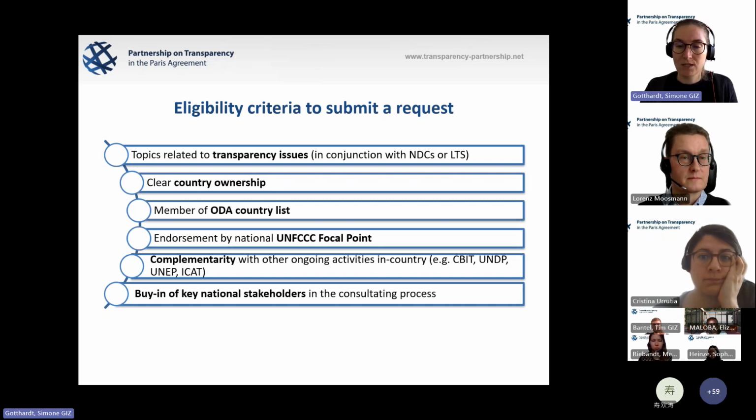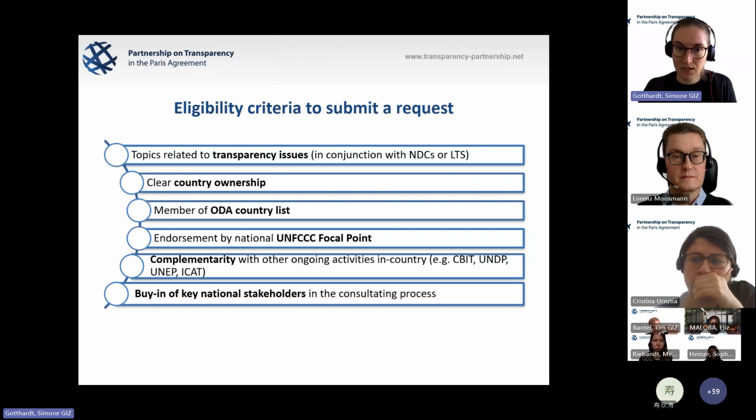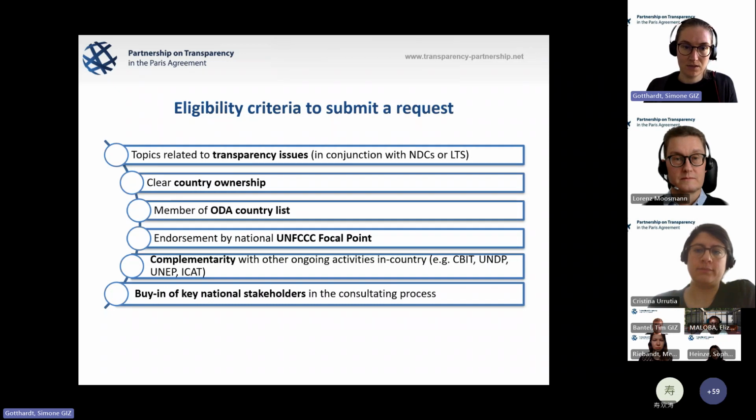We also always need an endorsement by a national institution and also the UNFCCC focal point of the specific country. And since the climate help desk normally is a very short and direct support to one specific activity in the country, we always try to be complementary with other ongoing activities in the country. So we coordinate and align with all our partner institutions like CBIT, GSP, UNDP, ICAT, UNEP, and so on. And last but not least, we hope also for a buy-in of key national stakeholders in the consulting process.